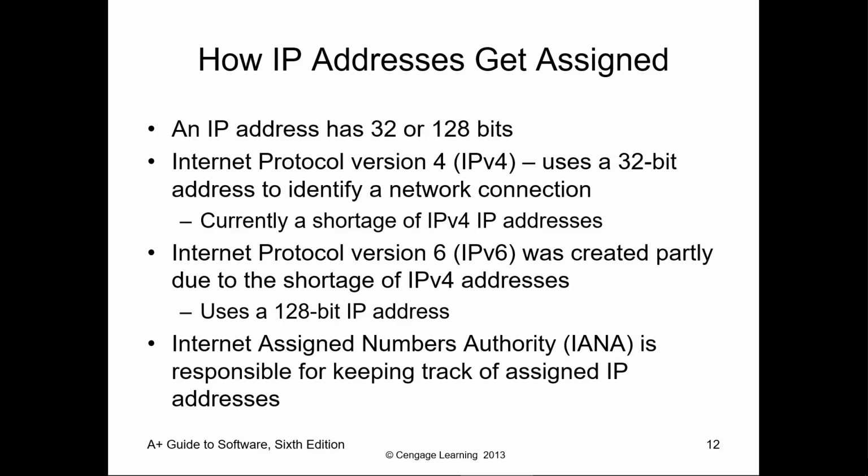So again, IP addresses are 32 or 128-bit. IPv4 is 32-bit, IPv6 is 128-bit. And who keeps track of all of this? IANA, the Internet Assigned Numbers Authority, is responsible for keeping track of assigned IP addresses for the Internet. So now that we have a general idea of our address makeup, let's look at how they're done.